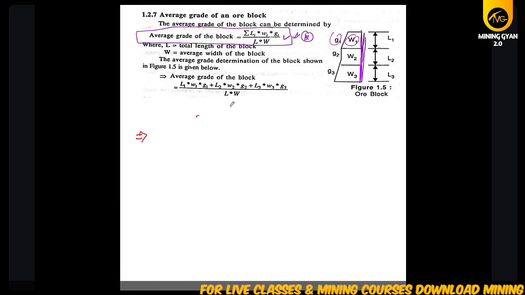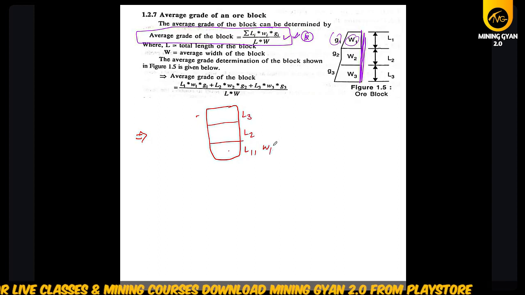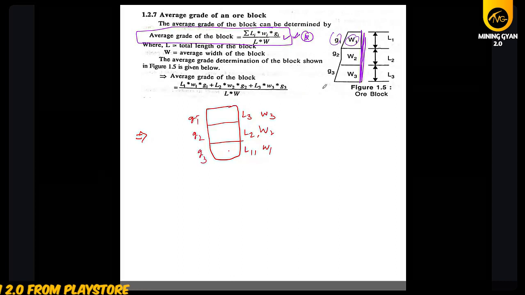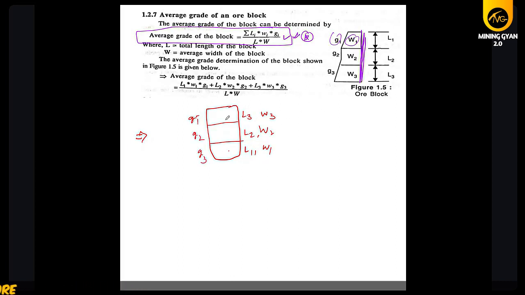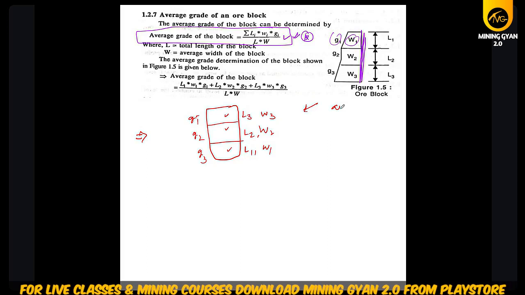Suppose you have taken this sample. So this is L1, L2, L3, three samples. Their weights are W1, W2, W3, and their grades are G1, G2, G3. He may ask two types of questions. Either he will ask you the average grade and give you the three samples with their properties, or he will give you the average grade and ask for one of these.